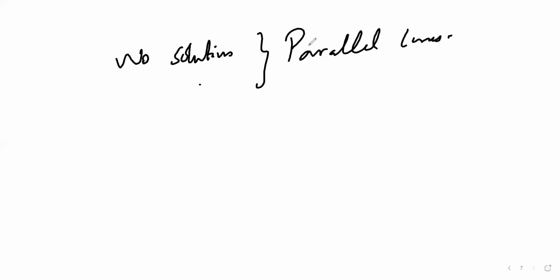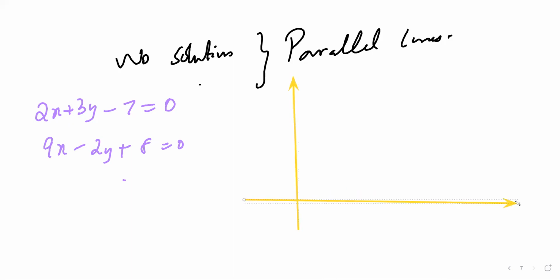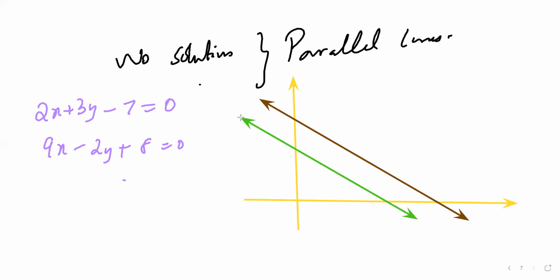Let's take 2x plus 3y minus 7 equal to 0. And the other one, let me take 9x minus 2y plus 8 equal to 0. So this, I already know it's a parallel line. For this, I'll draw a graph now. One is here. So I'm just drawing two parallel lines.